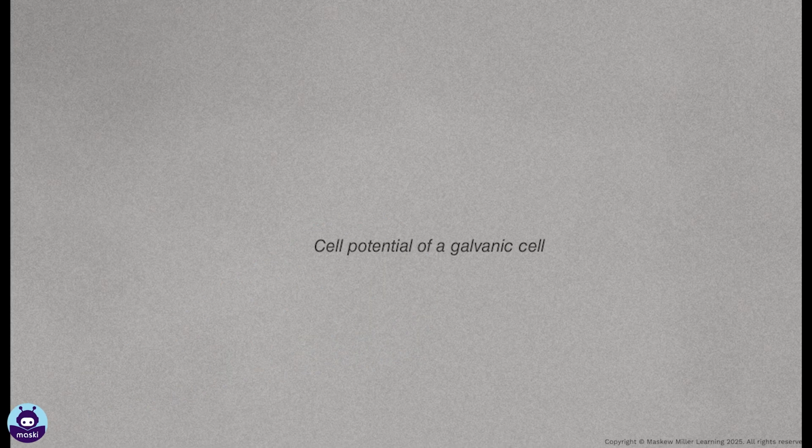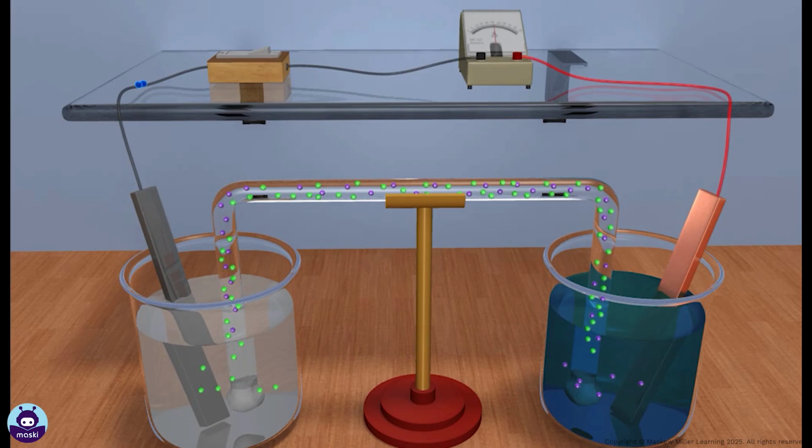Cell potential of a galvanic cell. The galvanic cell that we saw earlier used a zinc anode and a copper cathode. A spontaneous chemical reaction converts chemical energy into electrical energy. An electrical current is produced, as shown by the deflection of the ammeter.